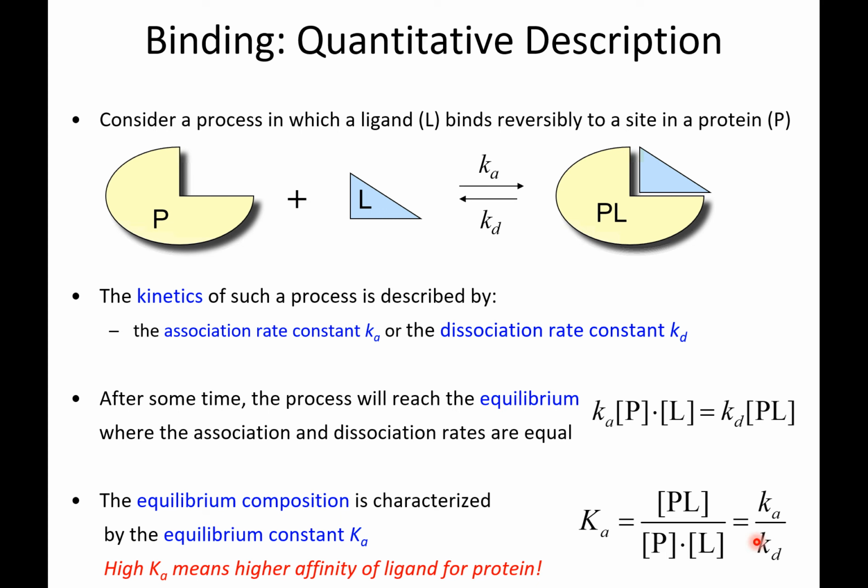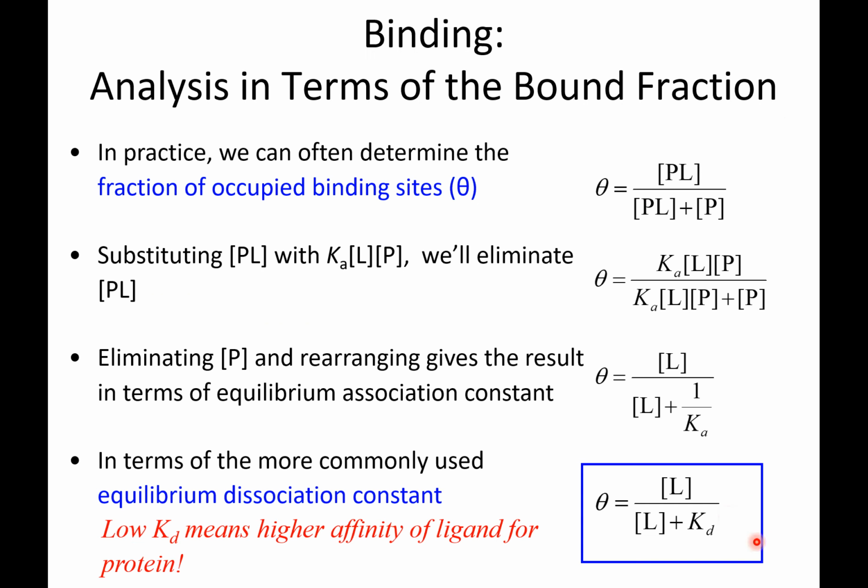What we typically use more often when we're thinking about protein-ligand interactions is the fraction of occupied binding sites, which is represented by this theta. Going through a little bit of math, we can come up with ways to calculate theta, where we're looking at the amount of ligand that we have and comparing this to the overall dissociation constant. A low Kd value, if you'll notice Kd is on the bottom of this equation, means we have a higher affinity of a ligand for a protein.